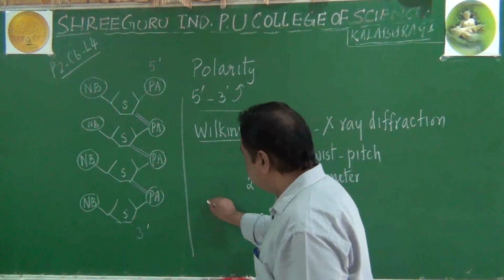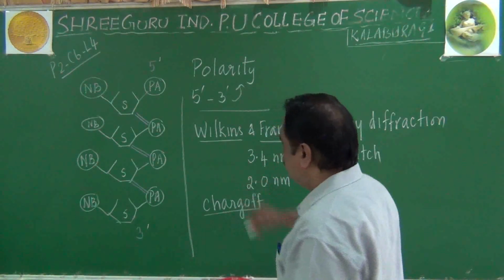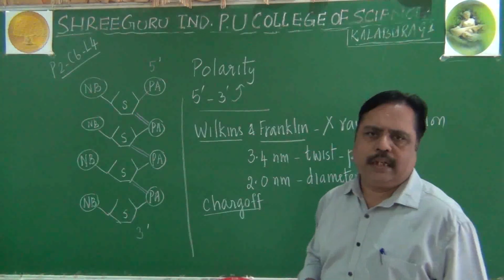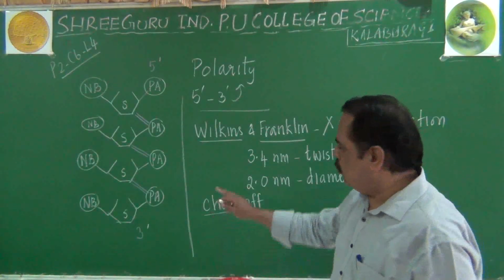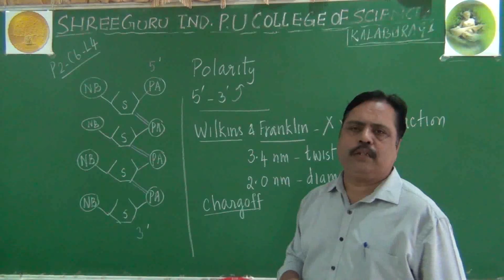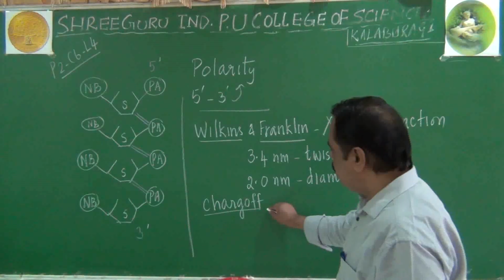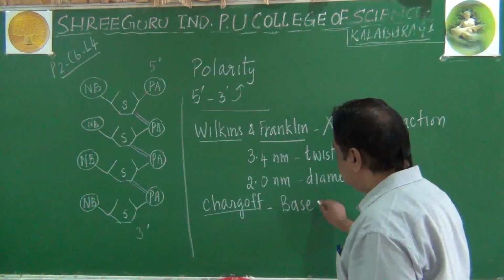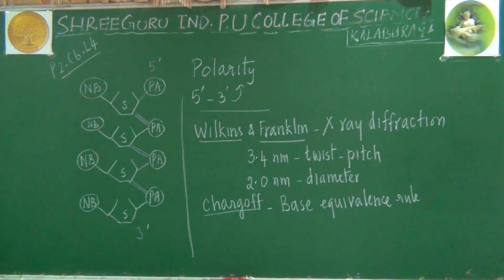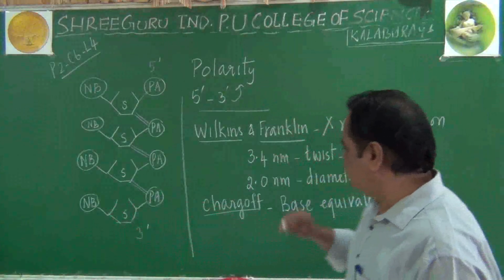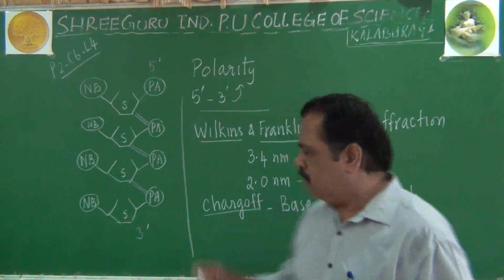Later, one more scientist called Erwin Chargaff studied the DNA molecule and he proposed some ideas regarding its molecular structure. So DNA is a biochemical molecule. About that biochemical molecule, Erwin Chargaff also made some contribution. He proposed one idea called the base equivalence rule. Base equivalence rule was proposed by Chargaff.